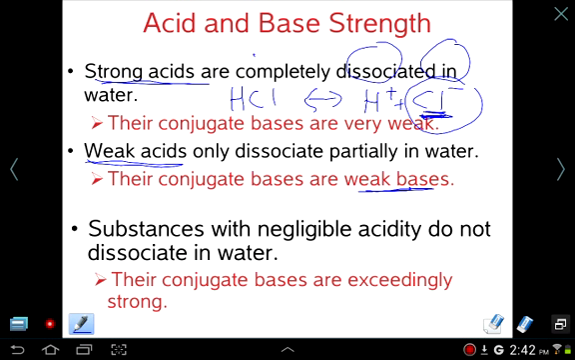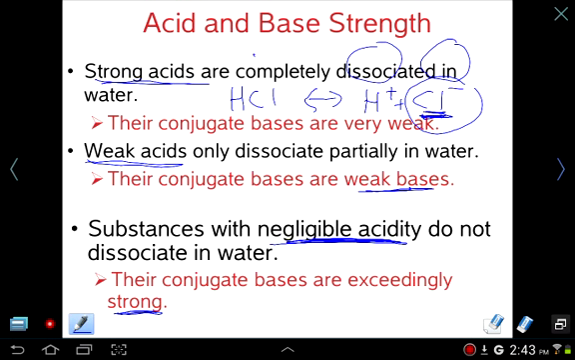And then substances with negligible acidity, which means a substance that's barely acidic, will actually have strong conjugate bases. So again, the general formula is the stronger the acid, the weaker its conjugate base, and the weaker the acid, the stronger its conjugate base.